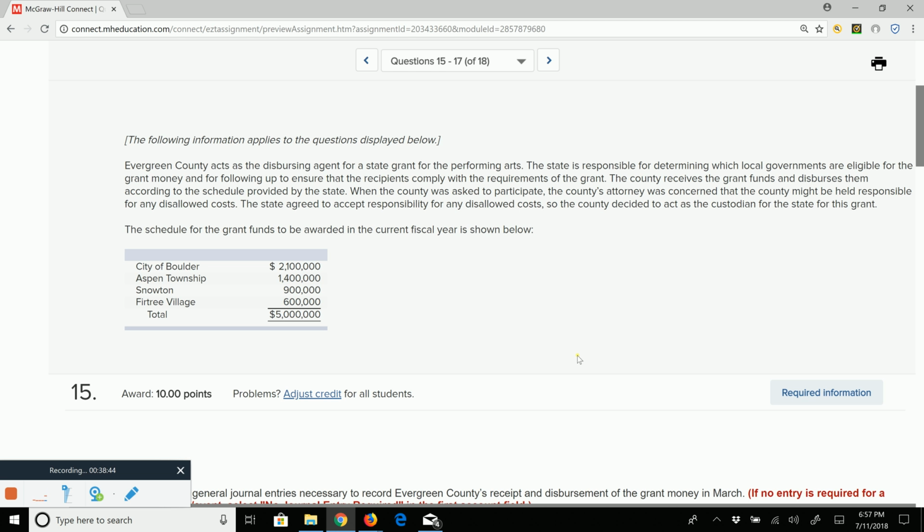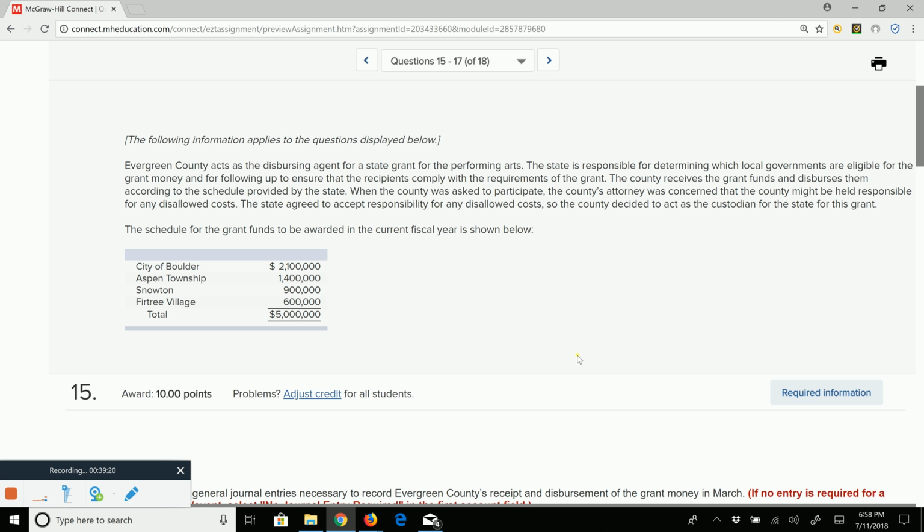The county receives the grant funds and disperses them according to the schedule provided by the state. When the county was asked to participate, the county's attorney was concerned that the county might be held responsible for any disallowed costs. Therefore, the state agreed to accept responsibility for any disallowed costs, so the county decided to act as the custodian for the state for this grant. This is a loaded paragraph. There's a lot of things going on in this paragraph.